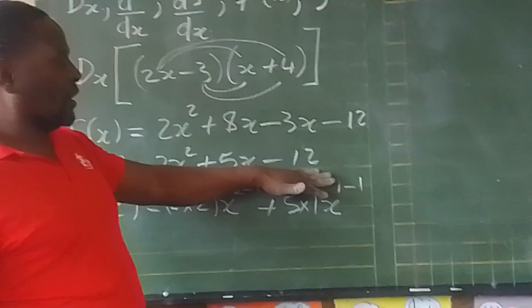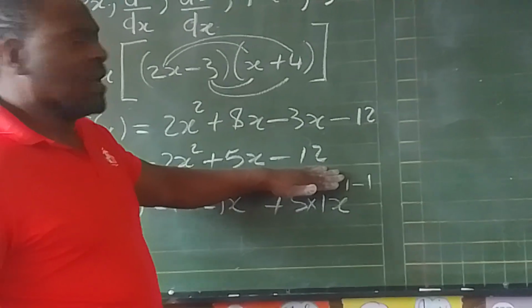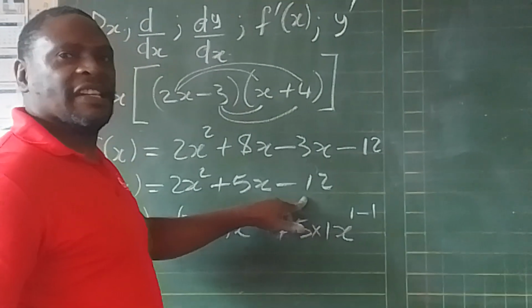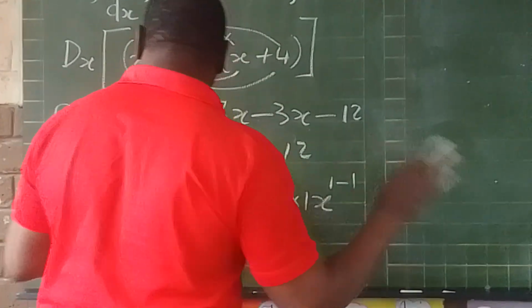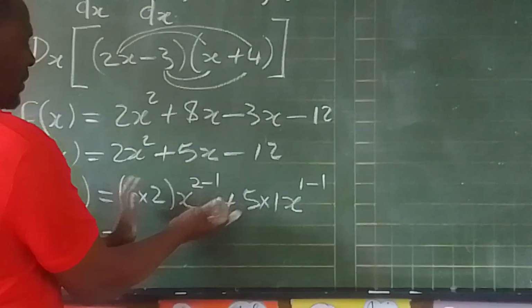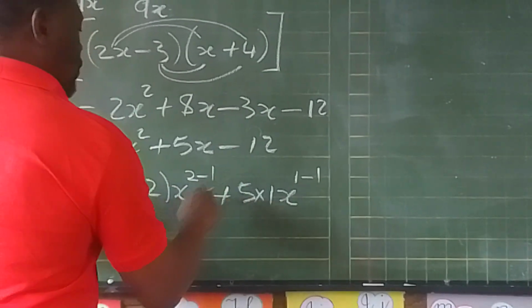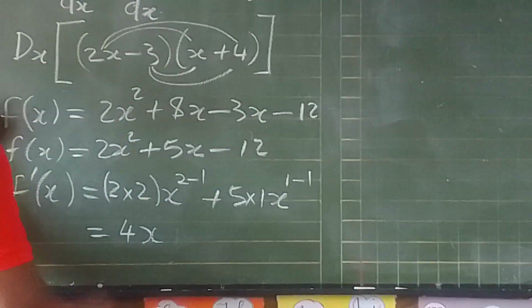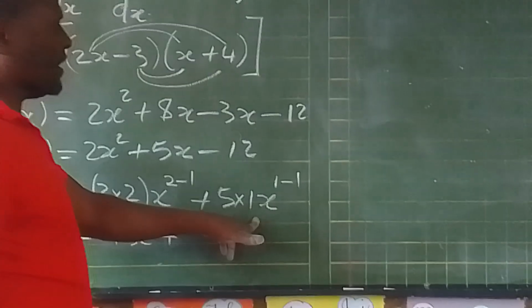This is still the lesson, to be used in the next example. Whenever you find the constant, the derivative of a constant is 0, so you don't write anything. So this is a method of simplifying. 2 times 2 is 4. 2 minus 1 is 1, x to the power 1. Do we write 1? No. Plus 5 times 1 is 5.